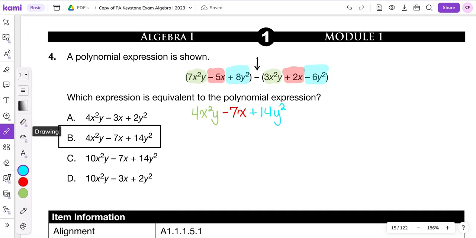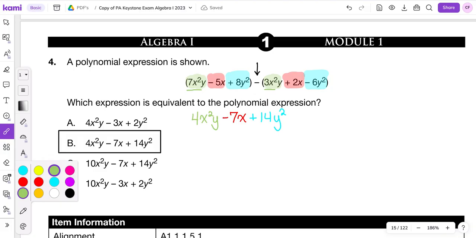It may also be beneficial, since you do not have colors available like I do, to draw lines and things underneath like this. This was the like terms here, the ones I'm underlining. Then I could do the waves for the x's. And then the last part, we could just do this little wavy thing here.